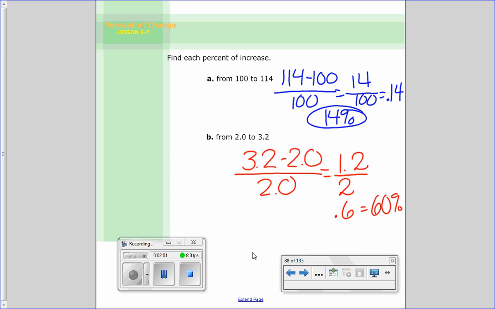All right, so the answers are now on the board for you. For A, I took the change, 114 minus 100, and got 14 over that original, which was 100. Then, of course, I times it by 100 to get 14%. Same with B, I found the change, which was 1 2/10, divided by the original of 2, and got 6/10, which is the same as 60%. So if you made a mistake somewhere, go ahead and see where you made that error in my work.